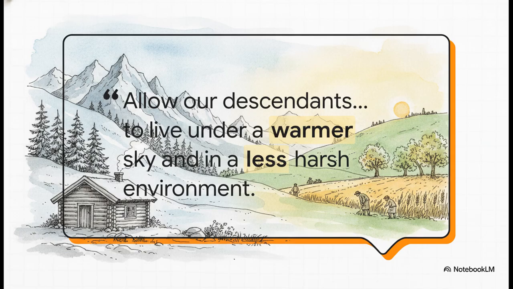In fact, consider this quote from Arrhenius to really grasp the mindset of the era. He wrote that adding CO2 would, quote, "allow our descendants to live under a warmer sky and in a less harsh environment than we were granted." Yes, coming from freezing Scandinavia, Arrhenius actually thought global warming would be a fantastic benefit for agriculture and humanity. He literally saw it as a way to hold off the next ice age.